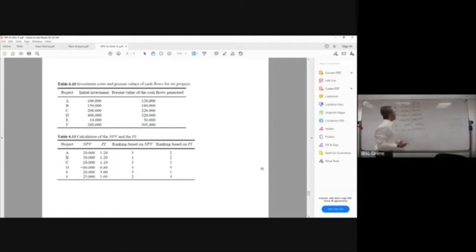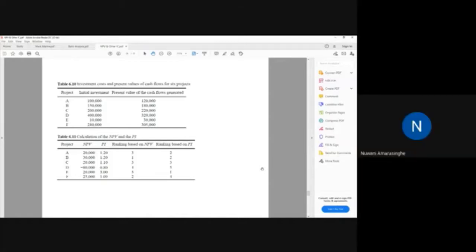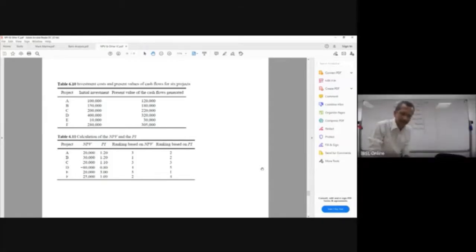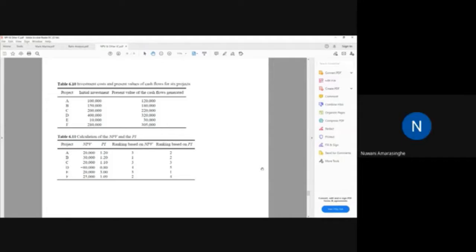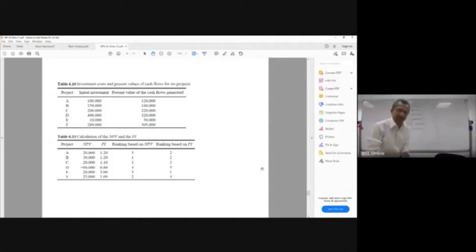Okay. Now we have the initial investment, present value of future cash flows, net present value. How do you get the net present value? Present value of future cash flows minus the initial cost. Okay, thank you. So we get NPV is 20,000.